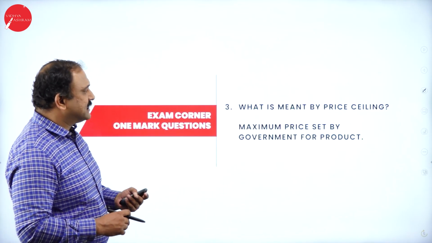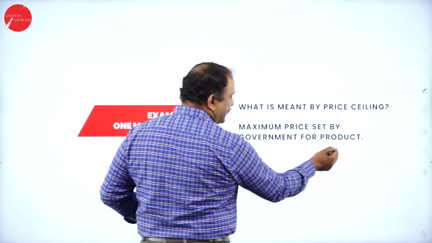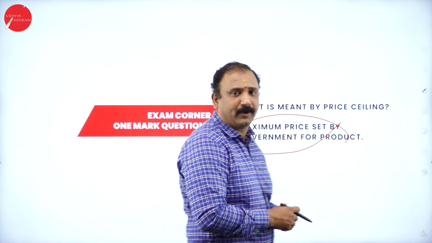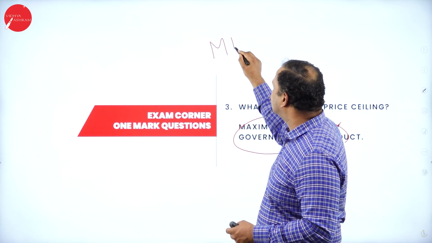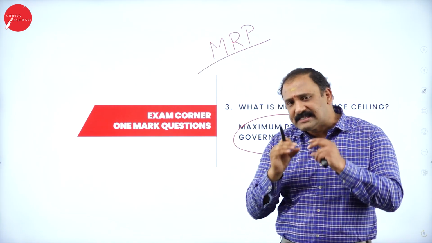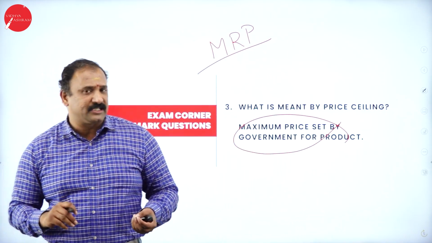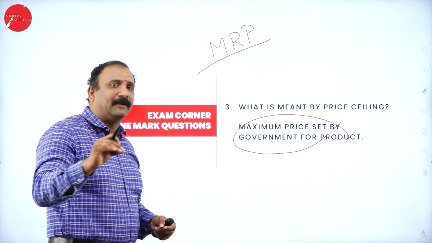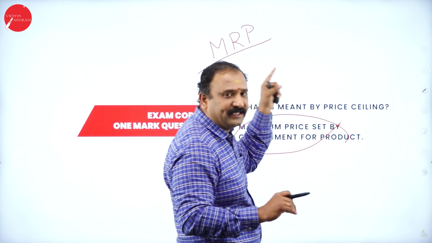Now, the next thing is the price ceiling. As I've already told you, it is the maximum price that is set by a government for a product. Most of us would know about this factor called MRP, maximum retail price. What is this all about? Why is there an MRP set by the government? The reason is quite simple. We do this to make people understand that this is the final price that is set by the government.